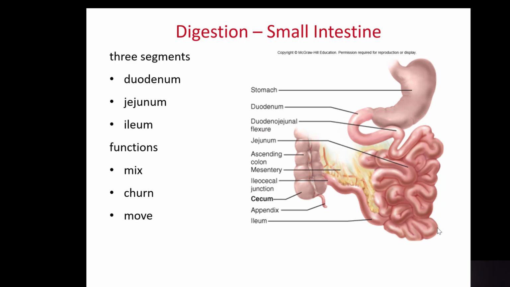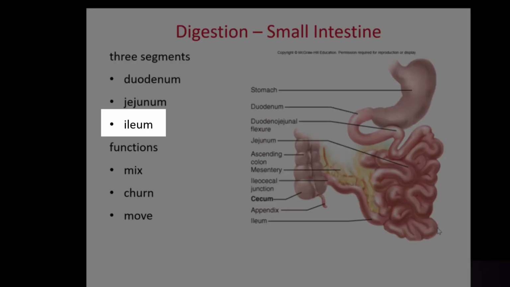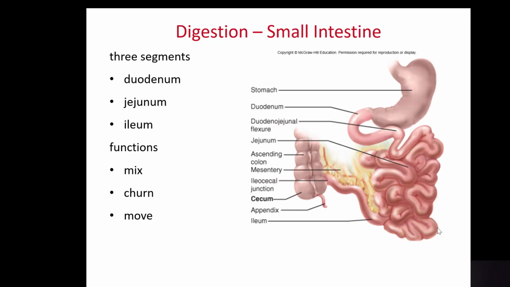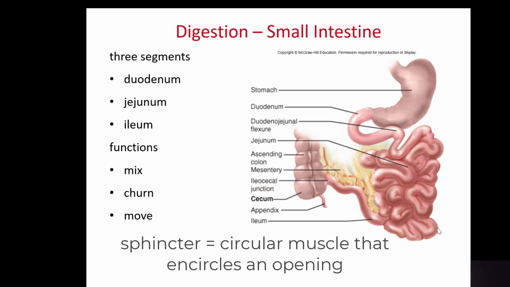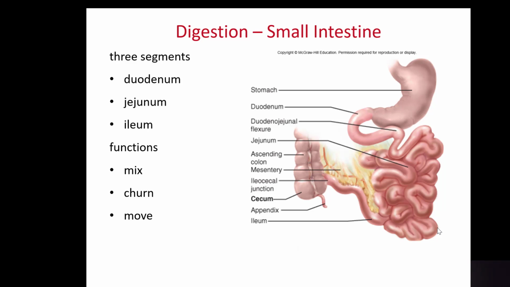And then the last part of the small intestine is the ileum. And then the ileum is at the end, and between the ileum and the large intestine is the ileocecal valve. And the ileocecal valve is a sphincter. A sphincter is a circular muscle, and that sphincter controls the entry of the food from the small intestine to the large intestine. So the functions of the small intestine is to mix up the food with the digestive enzymes, to churn it along, to move it along, and to move it from the stomach to the large intestine.